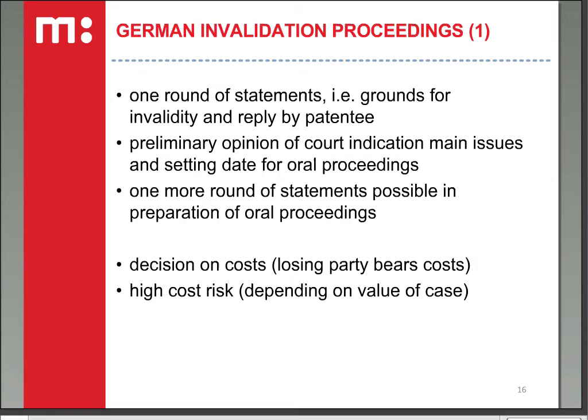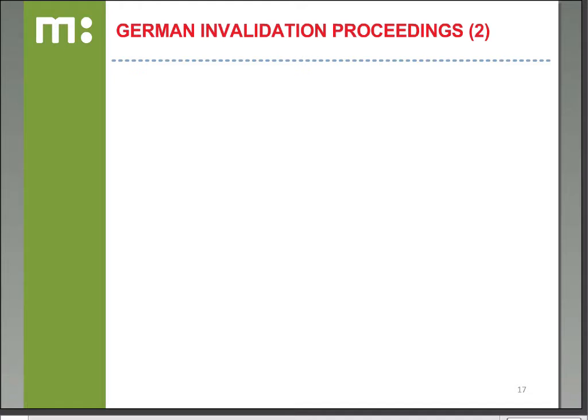And if you have a value of the case of 750,000 euros, you have to consider that the court fees to be paid are around 20,000 euros. And if you lose at the first instance, you will have to pay the court fees and you have to reimburse the other party's costs in the amount of roughly 12,000 euros. If the other party is represented by an attorney at law, in addition to a patent attorney, it may be even possible that you have to pay the double amount to the other party. So that's one of the real crucial differences between opposition and invalidation proceedings.